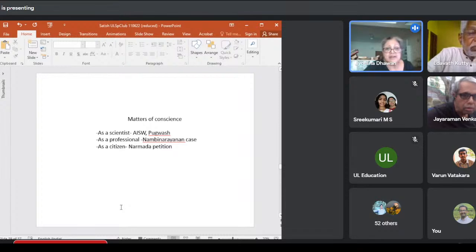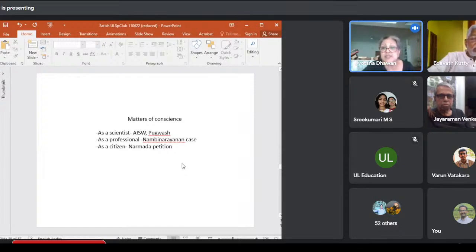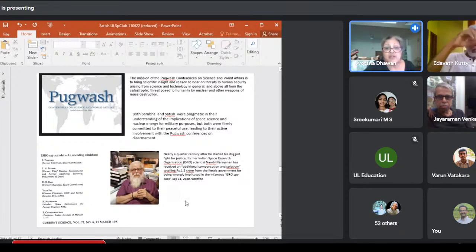One of the things that mattered a lot to him were matters of conscience. He was involved in the Association of International Scientific Workers. He was involved in Pugwash, which was an international conference on disarmament. As a professional, he supported Sri Nambi Narayan, and it was a matter of great pride that Nambi Narayan's case was resolved in his favor. As a citizen, he had a great admiration for the people who wanted to keep the fate of displaced people in our conscience.